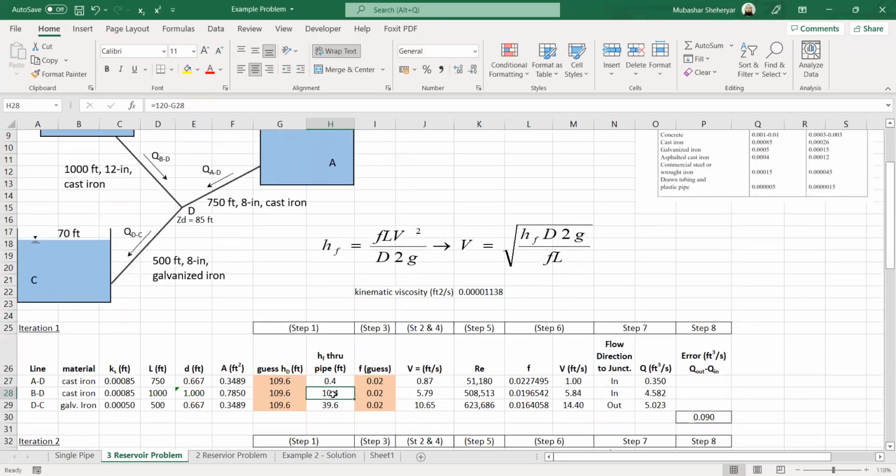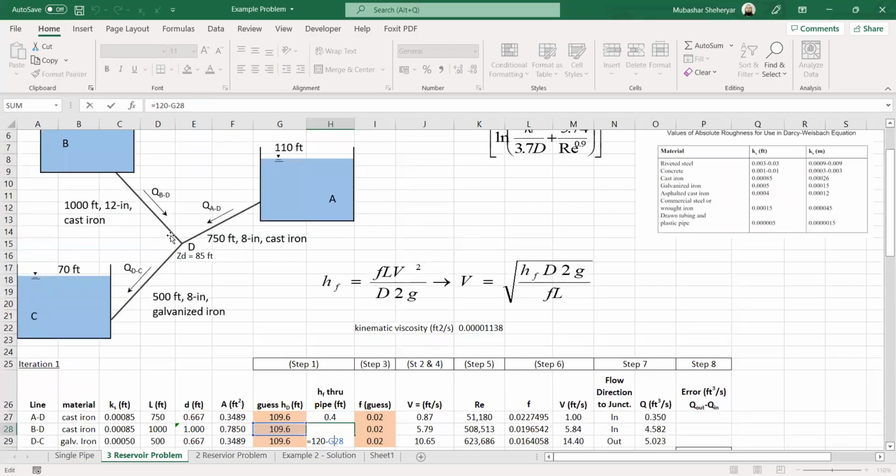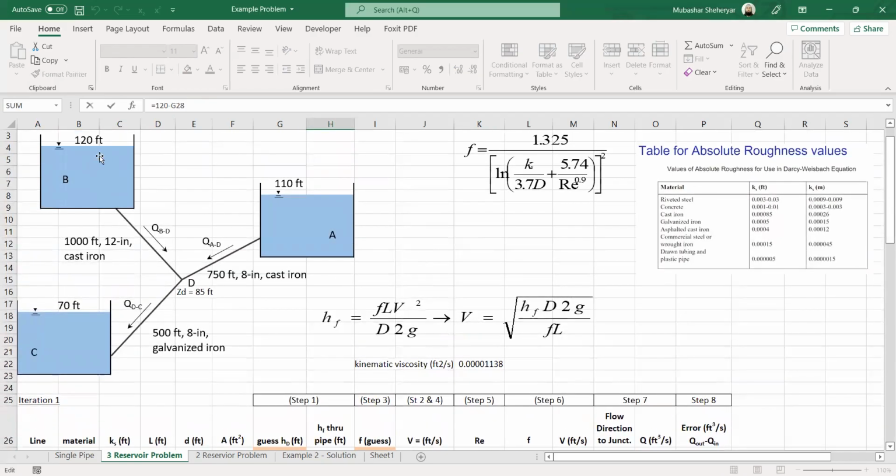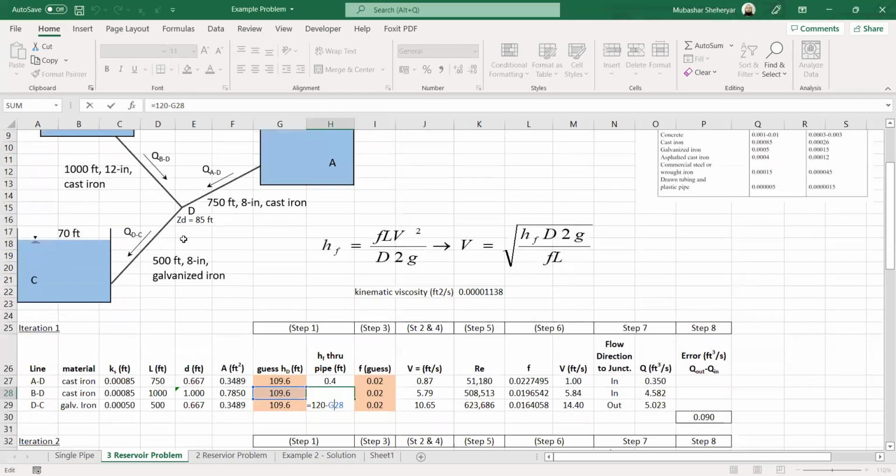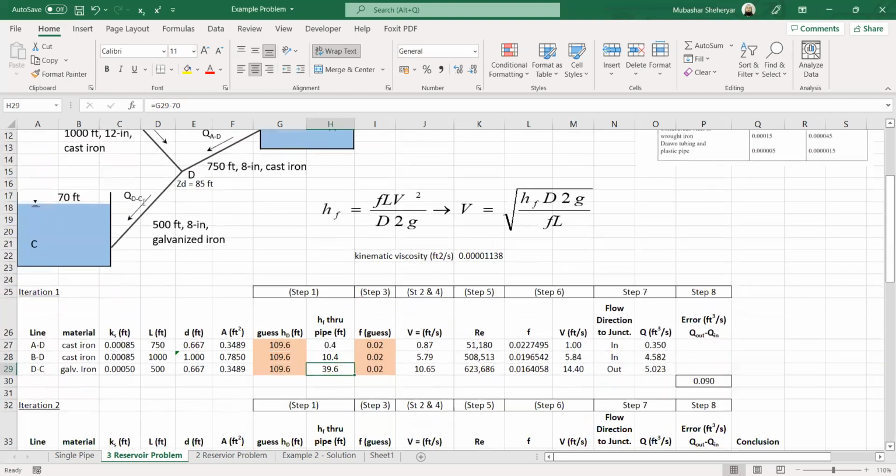Similarly, for pipe BD, the loss will be the water level at point B minus the head at D. The flow is flowing from D to C, therefore the loss will be the head at D minus the head at C. We also don't know the friction factor, so we first have to assume the friction factor.